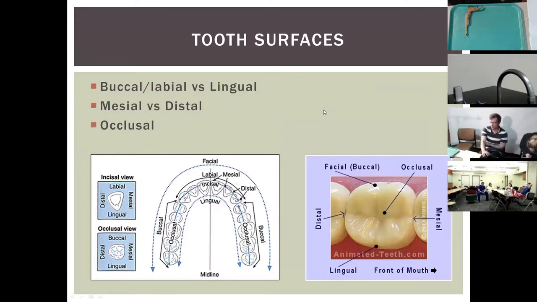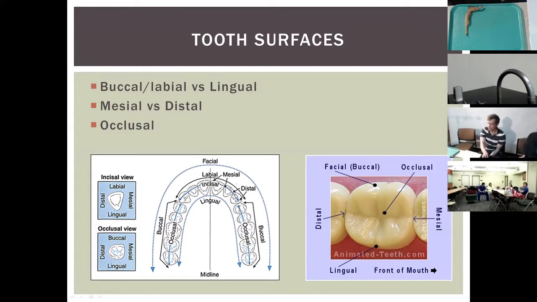This is kind of tricky, but just as far as referencing what surface of the tooth we're talking about, there are several obscure terms. The first term I want to throw at you is the buccal surface, B-U-C-C-A-L. And that is referring to the side of the tooth that is touching the cheek. So if you have a tooth that is touching the cheek, that surface is called the buccal surface.